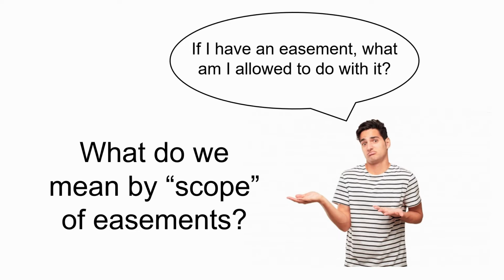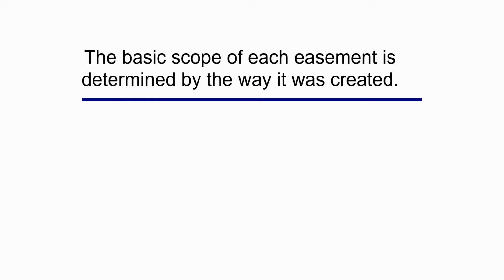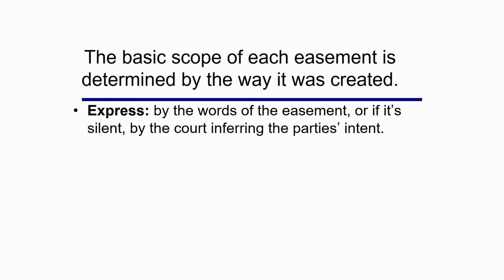That's what scope means. Now, the basic scope of each easement is determined by the way it was created. And because, as we know, there are 4 different ways of creating easements, there are 4 different ways of looking at the initial scope issue. The first kind of easement that we can talk about is the express easement. That's one that's created by words. And what we do, of course, to learn the scope is simply to read the words. The easement may say it's for a driveway or a power line or a sidewalk. And so we know the initial scope just by reading those words.